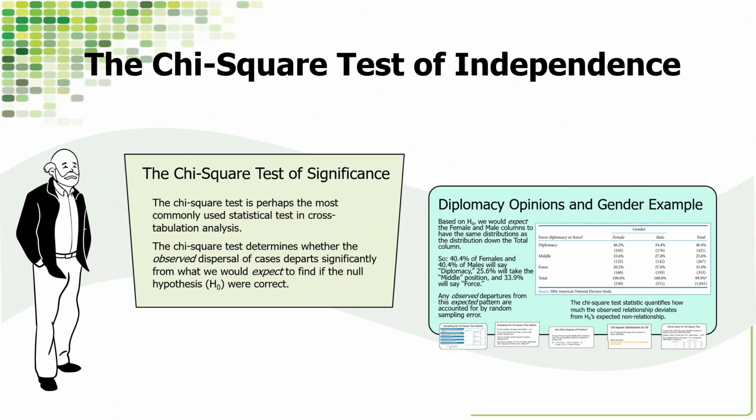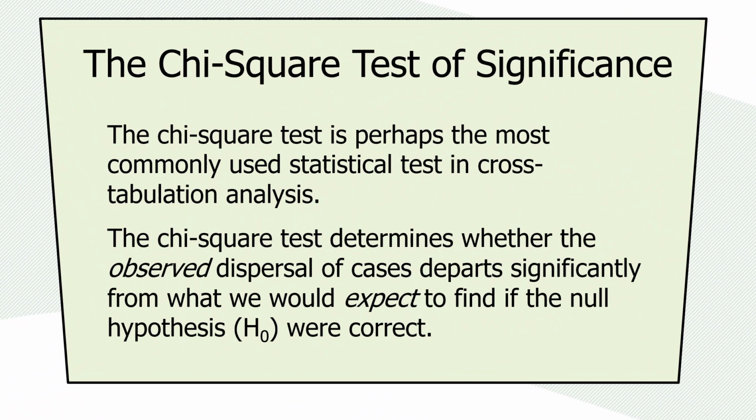But what if we don't have an interval level dependent variable? What if we're doing cross-tabulation analysis and we have nominal or ordinal level variables in the table? That's where the chi-square test comes in. The chi-square test is perhaps the most commonly used statistical test in cross-tabulation analysis. It's one of the oldest tests of significance still in use.